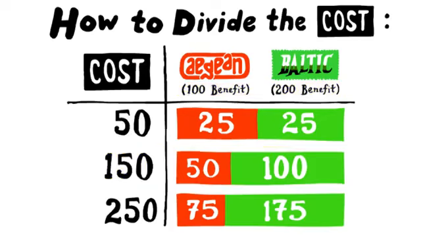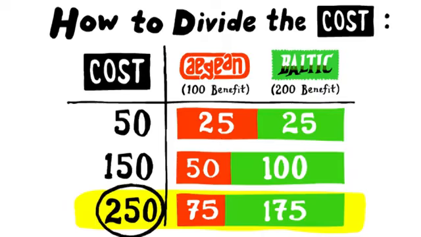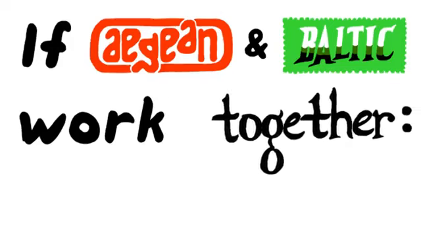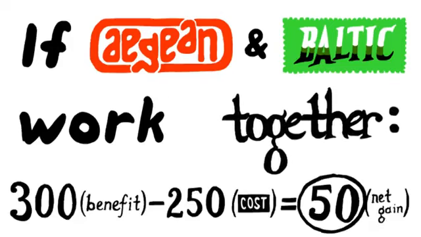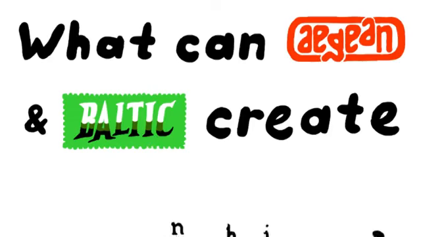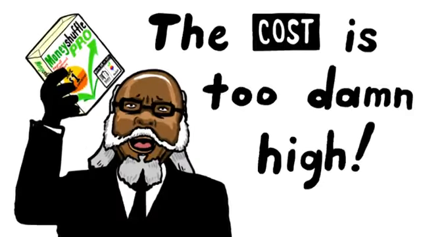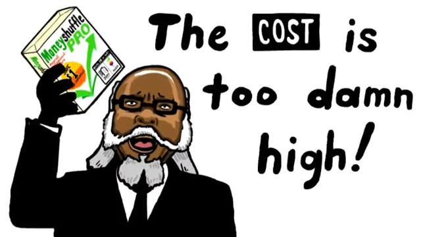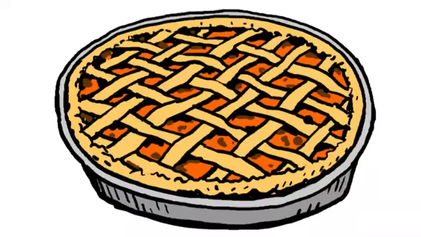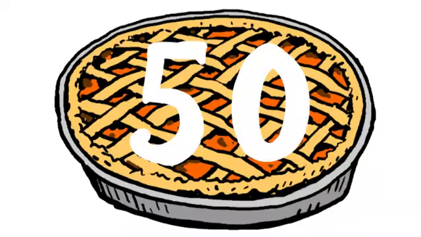Now I think we're ready to tackle the third and final line of our table. What's the pie when the total cost is 250? If Aegean and Baltic work together, they can reap a collective gain of 50, the 300 benefit net of the 250 cost. What can they create on their own? If they don't reach an agreement, what will Aegean and Baltic do? Nothing. The cost is so high that neither Aegean nor Baltic is willing to act on its own. Thus, the pie is 50. Aegean and Baltic can't get any benefit without joining forces.